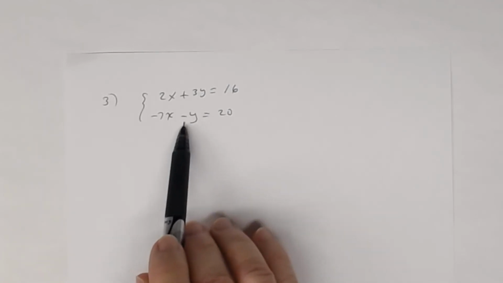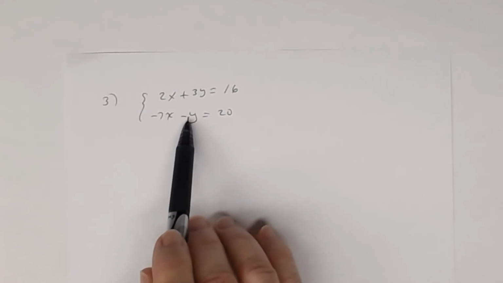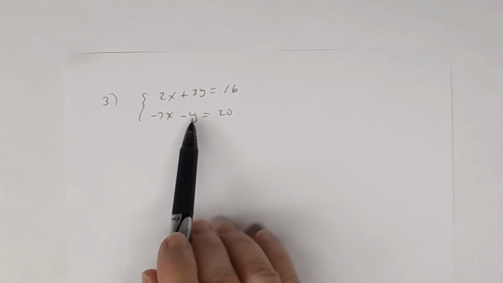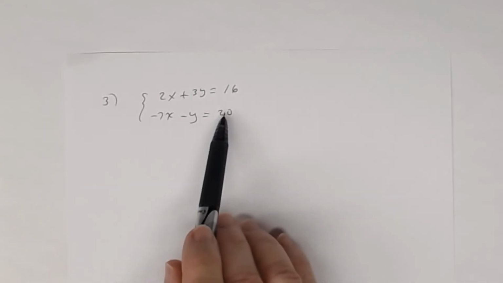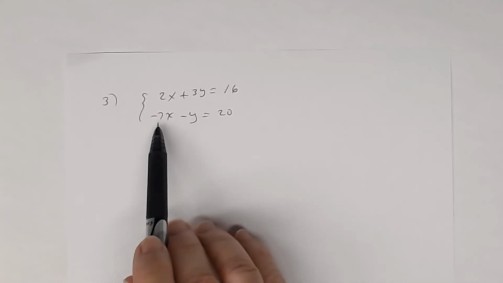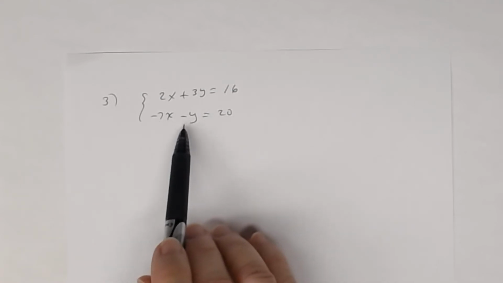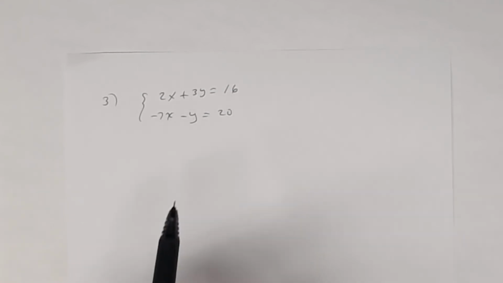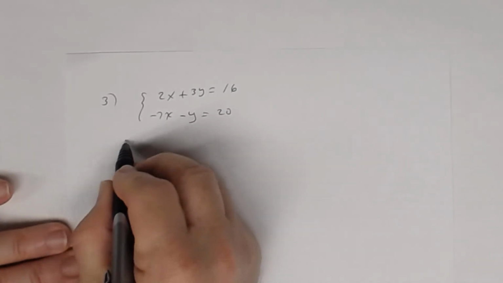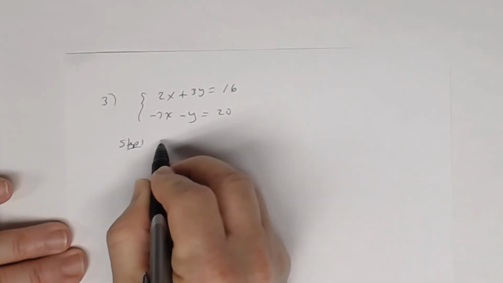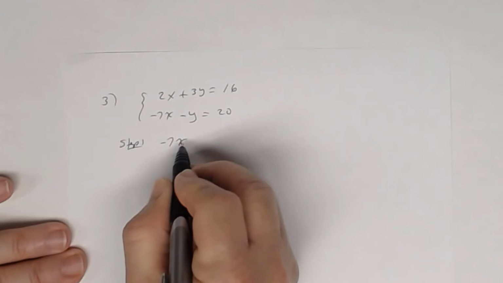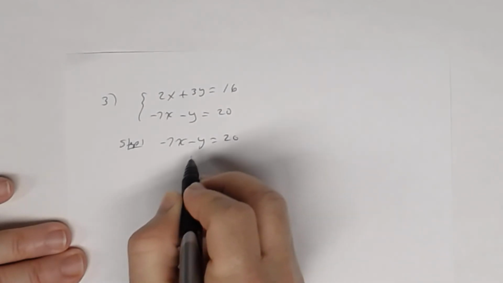But look at this variable y. Now you may say, but it's a -1 right here. That's okay, because when you divide all parts by -1, you have integers still. You don't have any fractions. So that's the one we're going to use. So step one is we're going to take the second equation and we're going to solve for y.